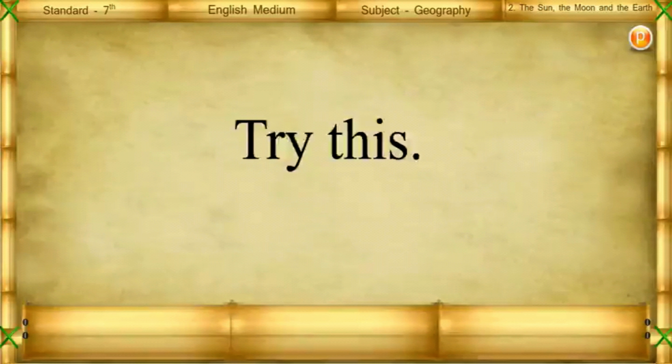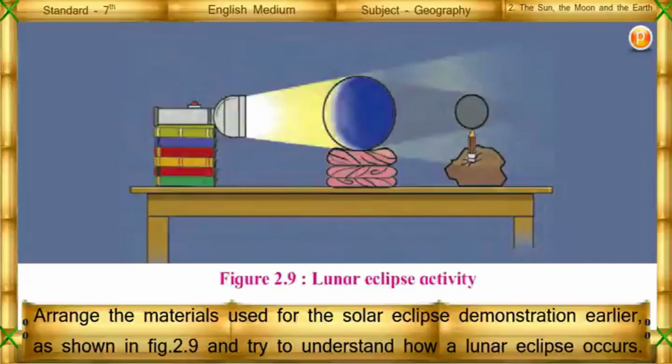Try this. Arrange the materials used for the solar eclipse demonstration earlier as shown in figure 2.9 and try to understand how a lunar eclipse occurs.